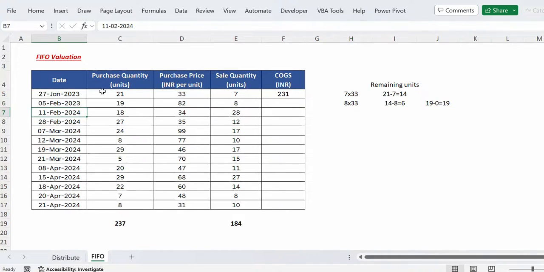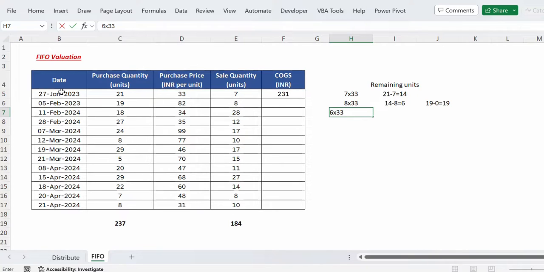Now on the next date when we made sales, on 11th February, we made sales of 28 units. We made a purchase of 18 units at a price of 34. So now here we will again consume from the purchase we made on 27 January, and then for the remaining quantity we will move on to 5th February, right? So we made sales of 28 units. From the purchase that we made on 27 January, we still have 6 units remaining. So we will first of all utilize those 6 units at a price of 33, right? 6 units at a price of 33.